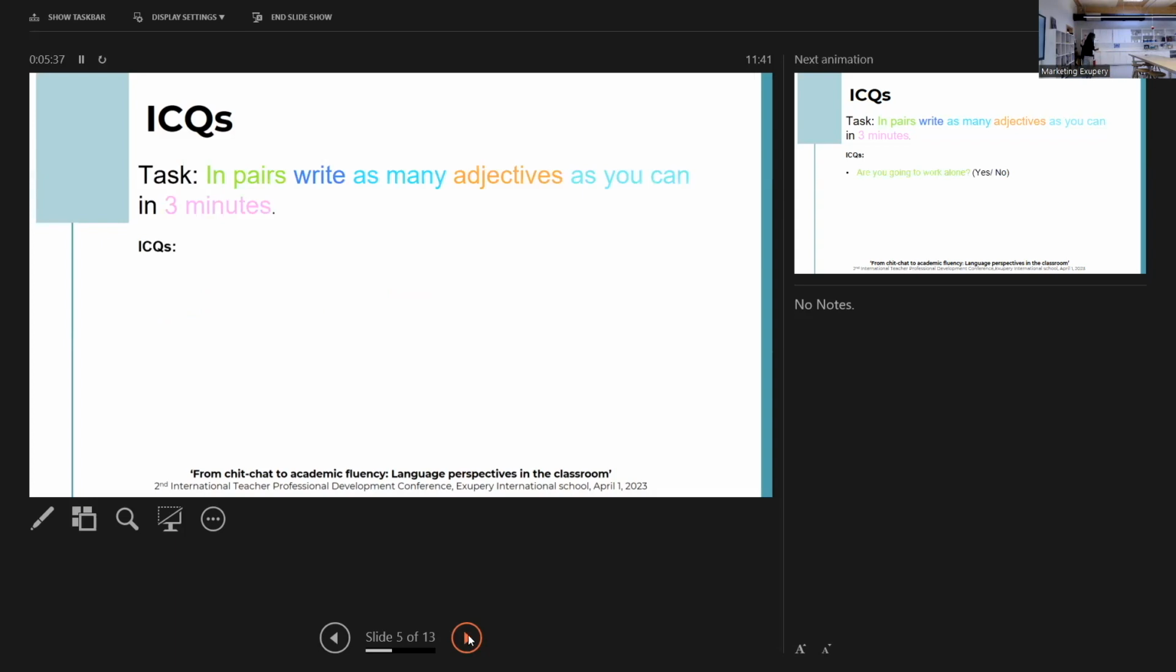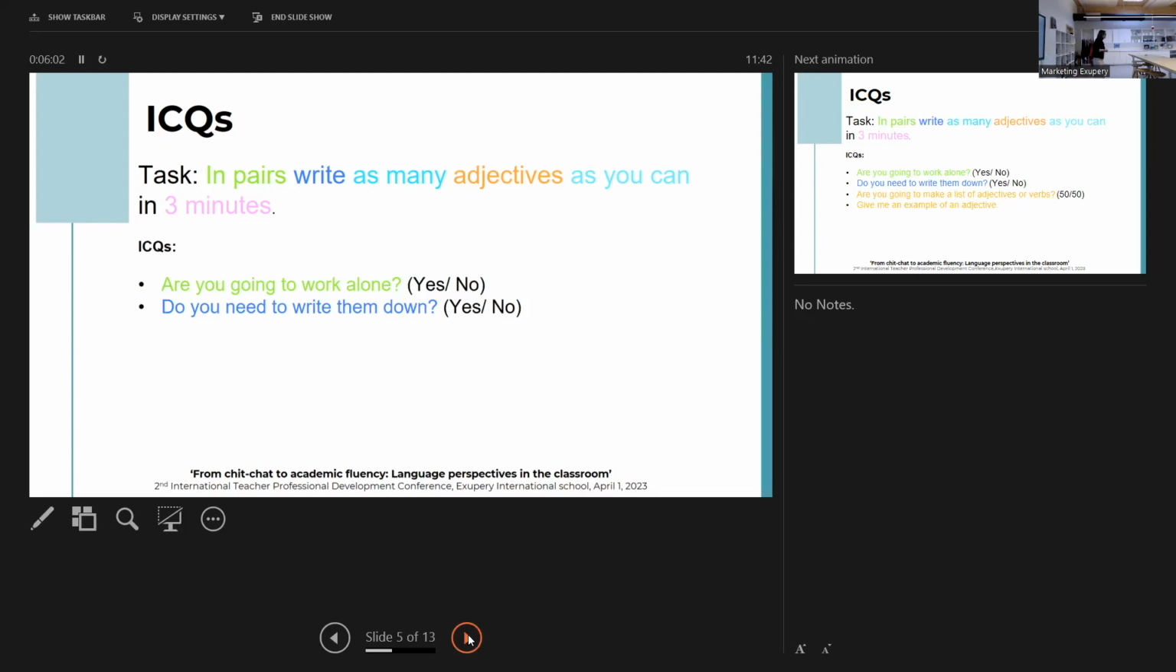So even in this VB task, we can target specific elements to check whether students really understood. Yes, so to check whether they know they should work in pairs, the mode of work, we can ask a simple question: are you going to work alone? Yes or no question. To check whether they understood that they need to write something down: do you need to write something down? Do you need to write those adjectives down?